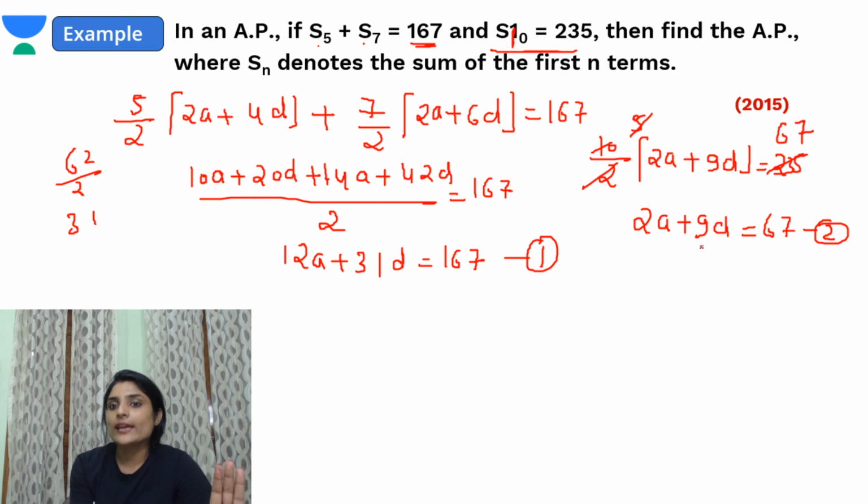Okay, so what is given? S5 is 5 by 2 into (2A plus 4D). S7 is 7 by 2 into (2A plus 6D), which is 167, so we made one equation. S10 is 235, so 10 by 2 into (2A plus 9D) is 235, which means 2A plus 9D will be 67.